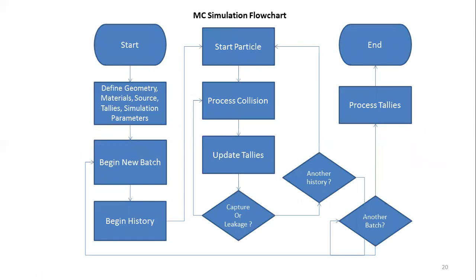Now, this is the flow chart of a Monte Carlo simulation. You start, you define the geometry, materials, which can be full 3D using combinatorial geometry, Boolean algebra with surfaces. You begin a batch, you begin a history. A history consists of a series of random events, and you start a source particle, you process the collisions, update your tallies till it's captured or it leaks from the area of interest. You continue simulation until you reach the end and you process your tallies and come to the end of the simulation.